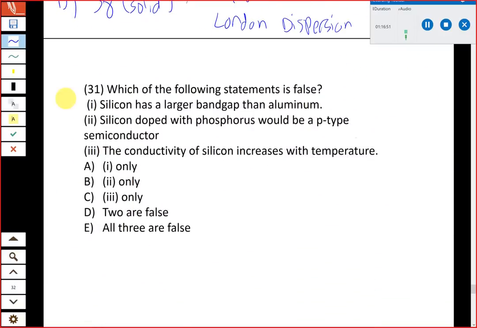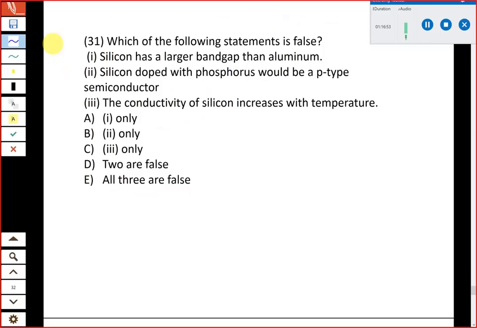All right. 31 deals with a topic we didn't spend a lot of time on in class, but one that there's a possibility of getting a question about on the exam, which is semiconductors and band gaps and band structures. All right, so we want to know which of the following statements is false.